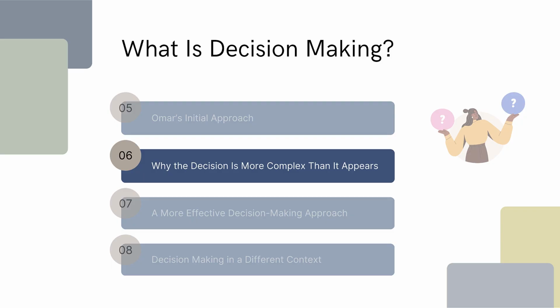Why the decision is more complex than it appears. Before selecting what to plant, Omar needs to clarify what he wants the garden to achieve. Does he mainly want to produce food that he will use regularly? Does he want to learn basic gardening skills? Does he want the garden to require as little maintenance as possible?